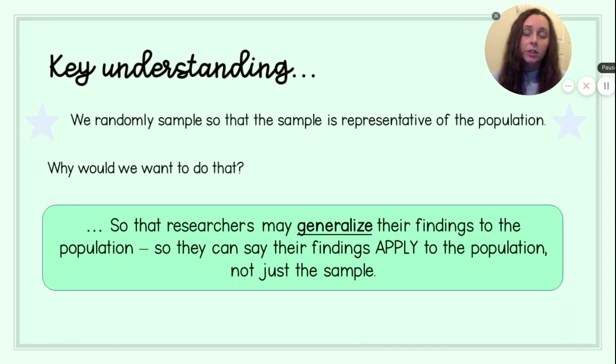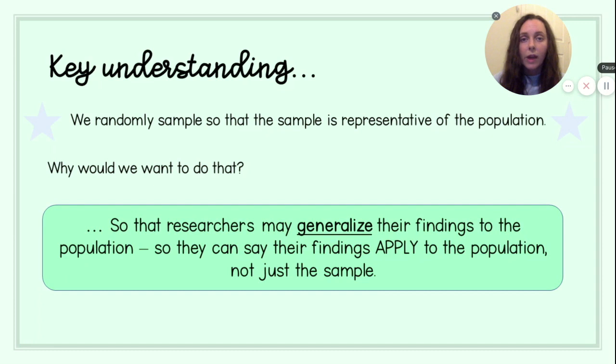Okay, so we have our key understanding, which I've already reiterated a couple times, but I want to say it one more time. We randomly sample so the sample is representative of the population. Now, why is that so important? Because researchers want to generalize their findings to apply to the population, right? We can't just have our findings applied to the sample. We want those findings to then be able to apply to the whole population.